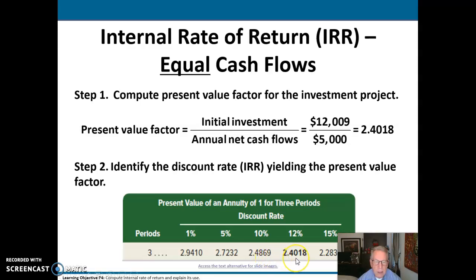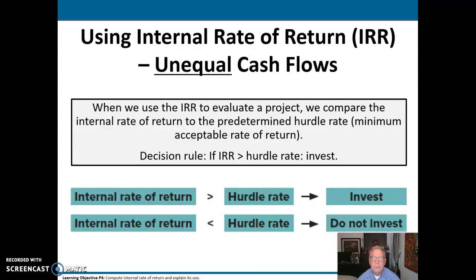where that discount rate that comes closest to the present value factor is. And in this case, they make it easy for us because it comes out exactly 12%. That's extremely rare, I might add, but nevertheless, this is a complicated calculation, and I'll show you how to do it when we get to the Excel spreadsheet. Now, when we have unequal cash flows, it becomes even more complex.